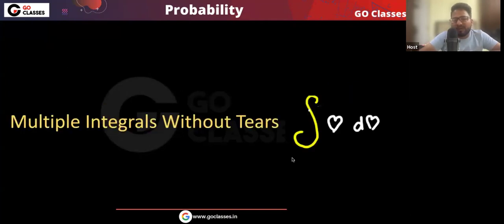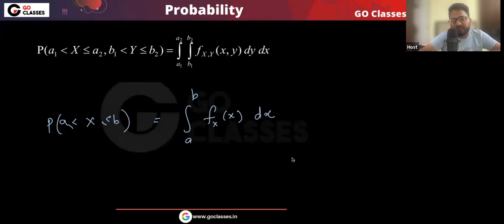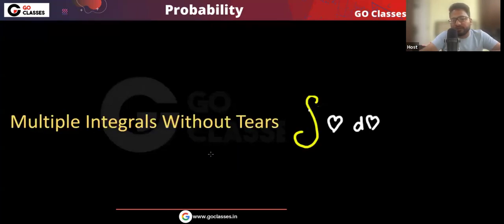So now let's see these kinds of things. These will involve two integrals, right? So let's see how to do these two integrals, and then we will see the examples. So, multiple integrals without tiers.